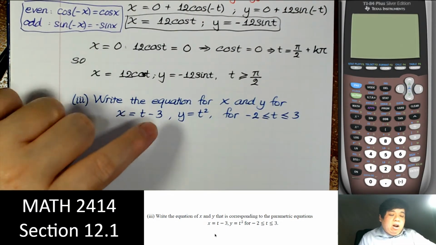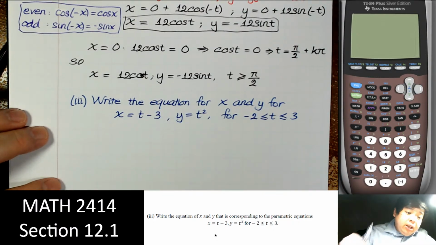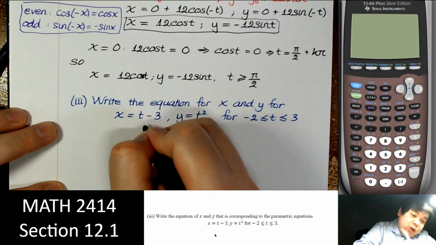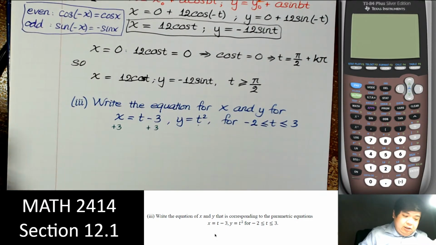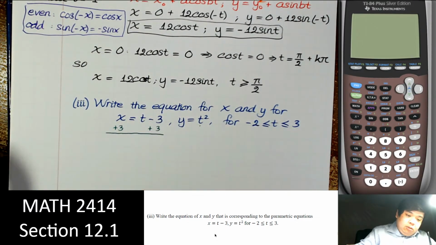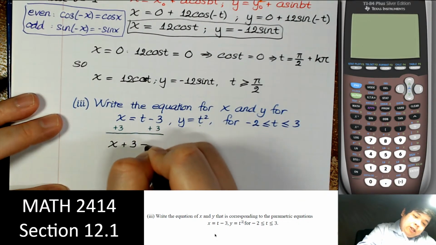So how do we get from here to the equation of x and y? This is quite simple. If we can solve for t, we can substitute in there. So how about we add 3 on both sides here. So I have x plus 3 equal to t.